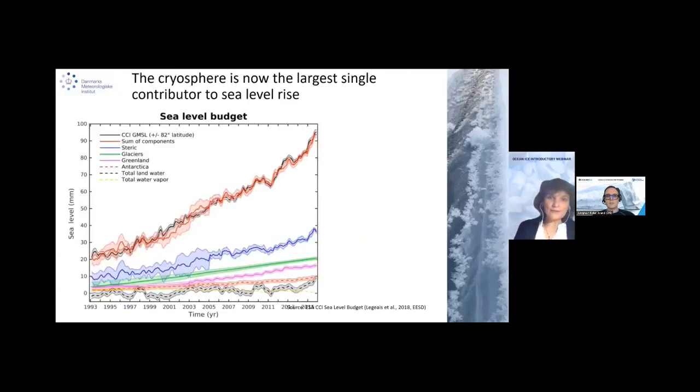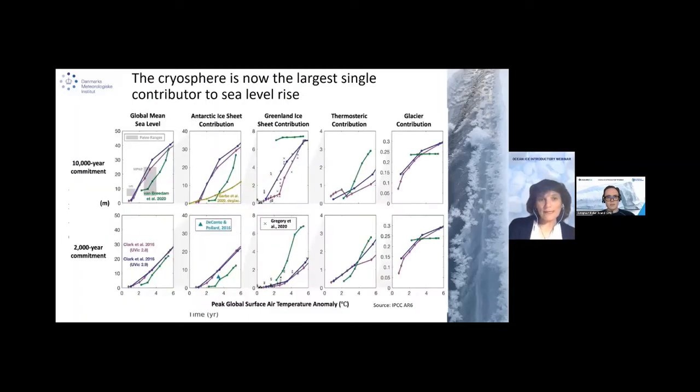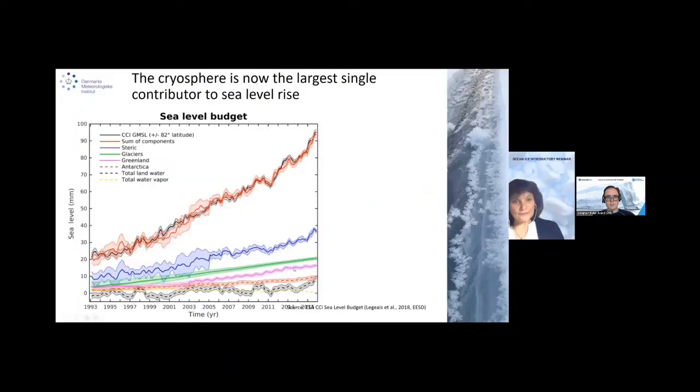And the cryosphere is now the largest single contributor to sea level rise. Initially, thermal expansion, the steric component, which is shown in blue on this graph, was the biggest component. But if you look at any given year, the cryosphere is now starting to take over. The Greenland ice sheet is the biggest single contributor at the moment. I will just go back. The Greenland contribution is this pink line.